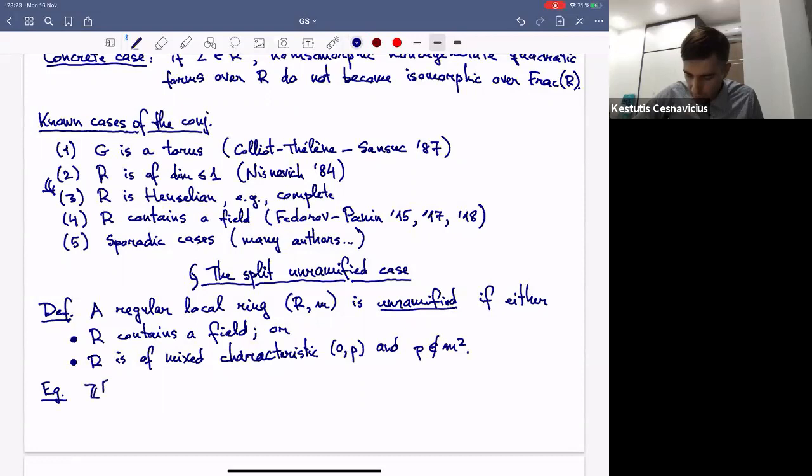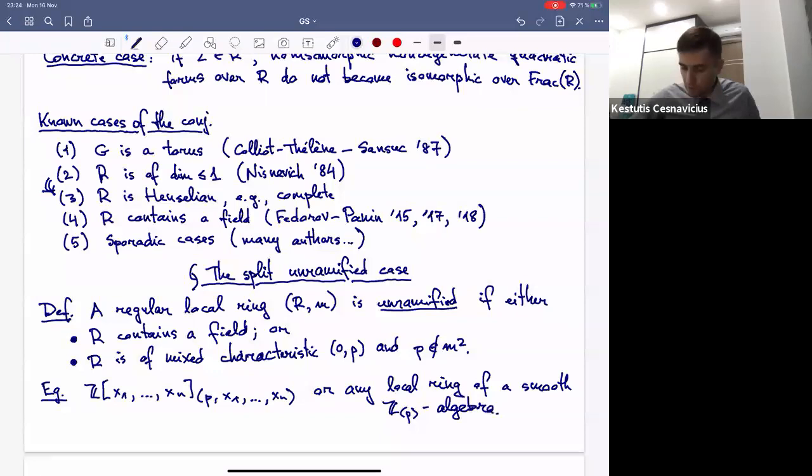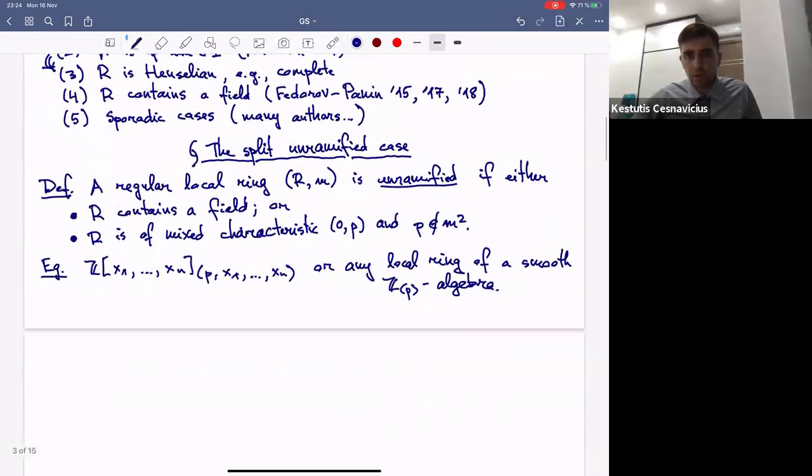These are, for example, local rings of smooth schemes over Z_p or over Z of residue characteristic P, such as localization of the relative affine space at the origin in characteristic P, or in fact any local ring of a smooth Z localized at P algebra. And in fact, there's a converse to this due to Popescu, in some sense a converse, that we'll get to in a brief moment.